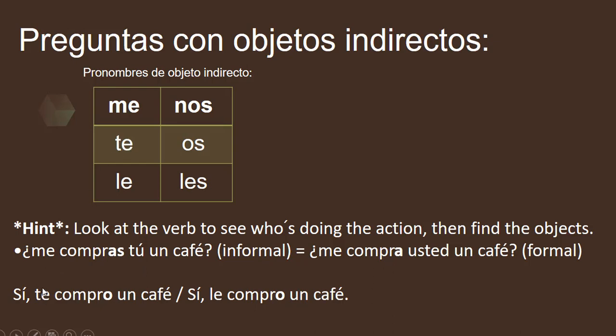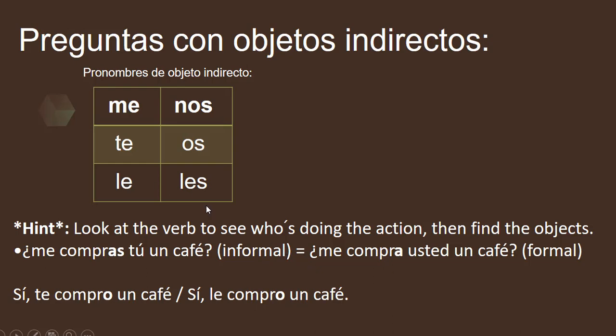So every time, I'm going to give you the trick in a second, but every time it's like, do you do something for me to someone? The other person will be like, yes, I'll do this, or no, I won't do, but it's in the I form. Compro, I do something for you, te. So me and te in questions will be one in the question, the other one in the answer.